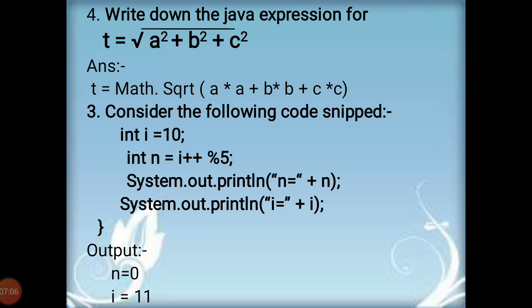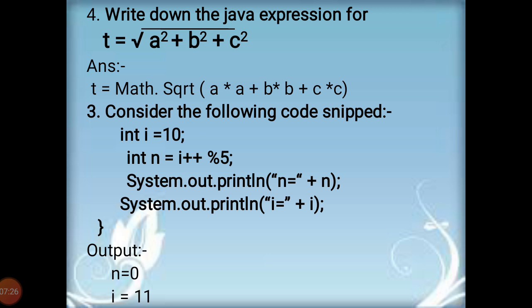Now come to the next question. Write the Java expression for t = a + b² + square root of c. For the square root in Java we use the library function Math.sqrt. So we write this complete expression: Math.sqrt(a * a + b * b + c * c). This is the answer.